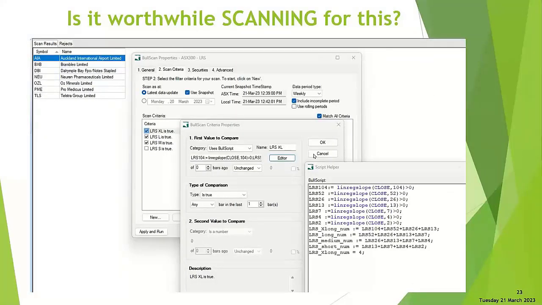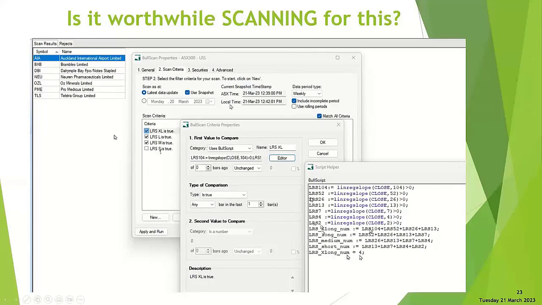The code to draw all those ribbons is pretty simple, but it's easy for me to say. If, for instance, you want to do a scan where the extra long linear regression line is up, and the long one is up, and the medium one is up, and the short one is up, this is the code that you just have to put. You define all of those linear regression slopes. You calculate the number for each of those lines, and if the number is 4, that says that it's true, that it is exactly what you say.